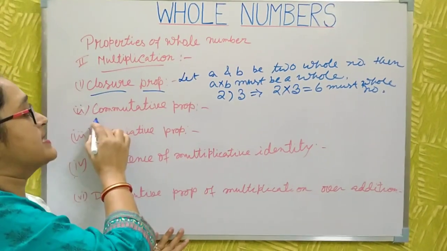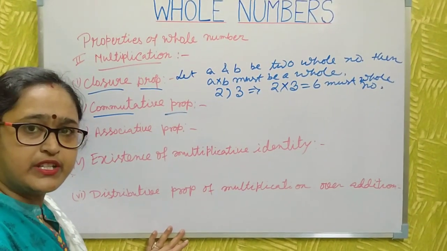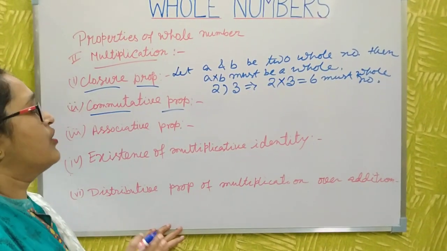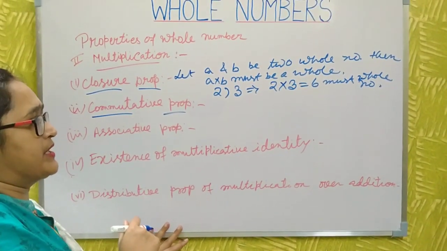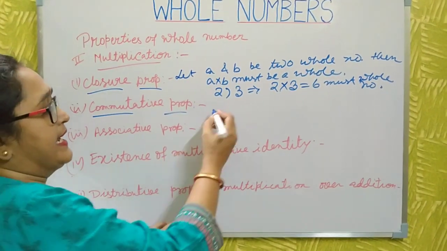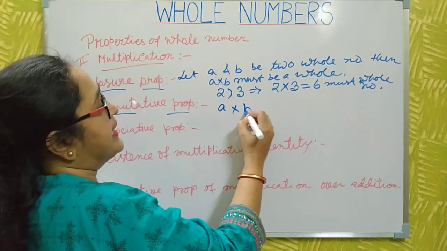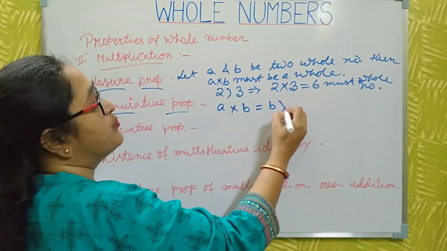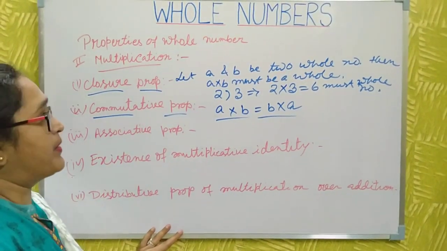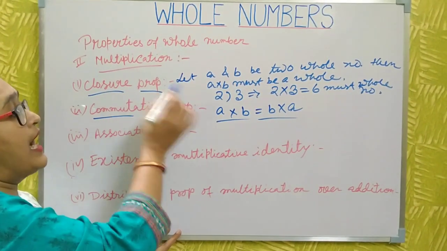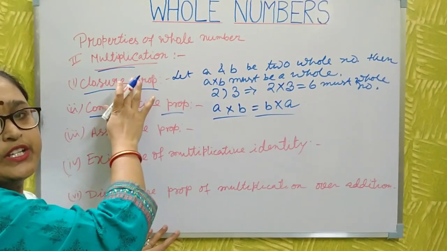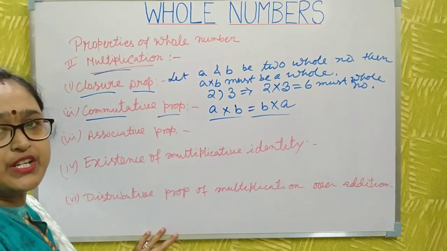Okay. Now I discuss the commutative property. I already discussed the same property in addition in the previous class. Now the commutative property: let A and B be two whole numbers. Then the commutative property becomes A into B is equal to B into A. This is called the commutative property. Okay, now I write multiplication here because this property is for whole numbers under multiplication.